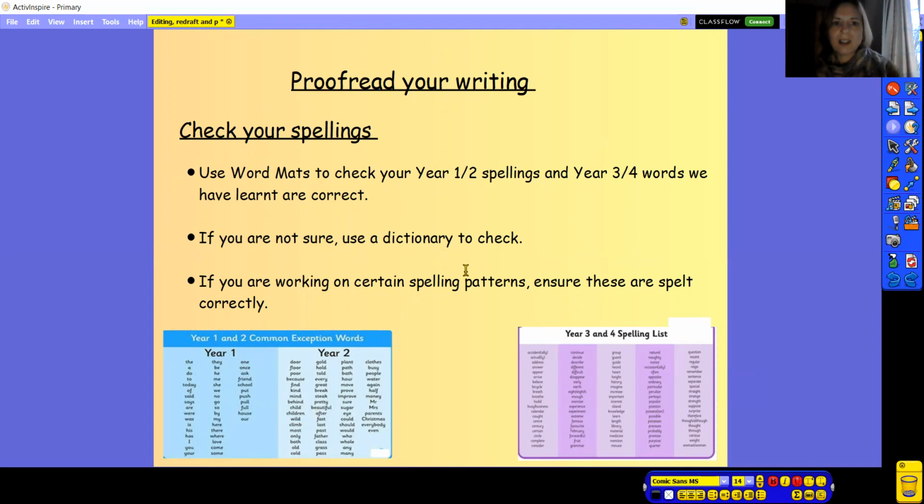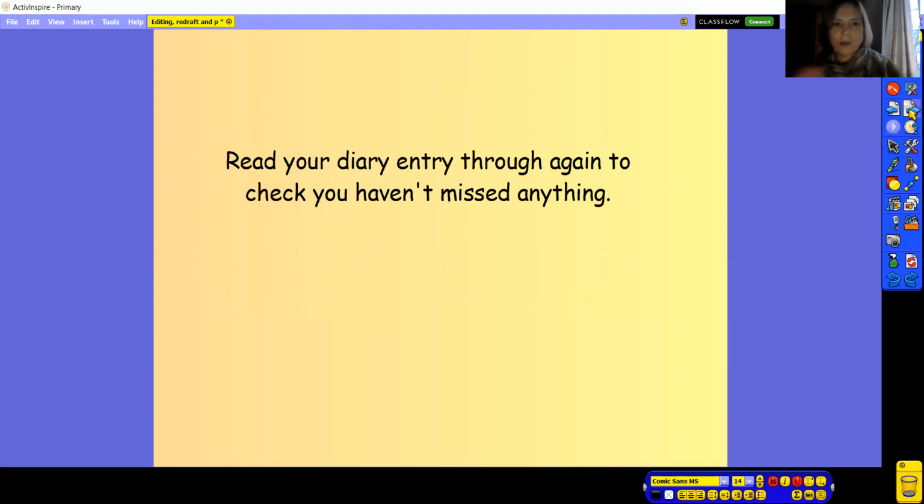If you're working on any certain spelling patterns that Miss Dowdy or Mrs. Harvey Gay have given you, then you need to check to make sure those are spelled correctly as well. All right? So there's a few things there for you to do. When you've done all that, the last thing you need to do is read through your diary entry again to check you haven't missed anything. Okay? Well done if you've done that.